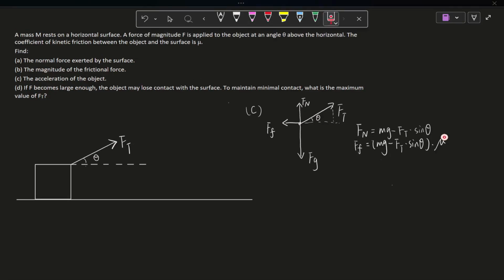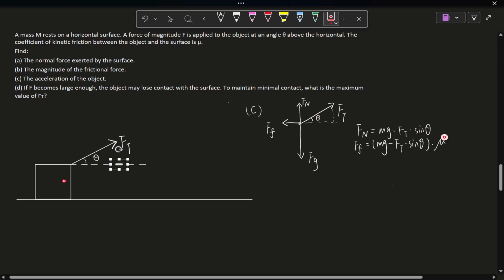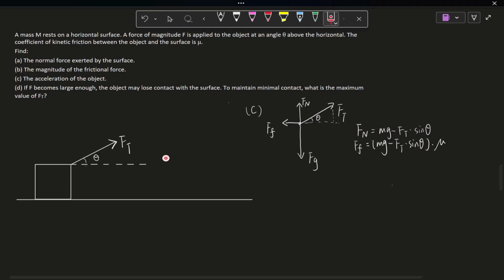Now let's do the C part. Find the acceleration of the object. The acceleration is pointing that way because of the horizontal component of Ft. However, there's also a friction force resisting it from moving that direction. So we can now write the net force equation for the horizontal component of the object.